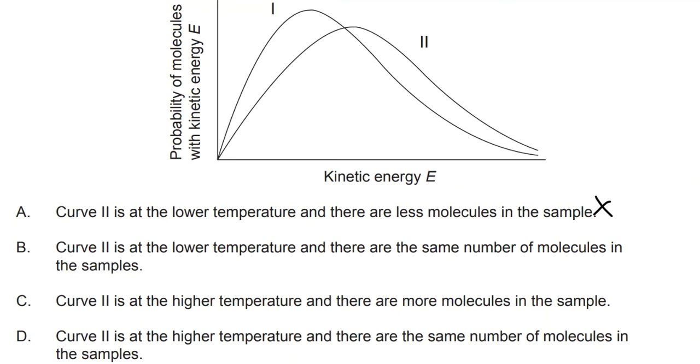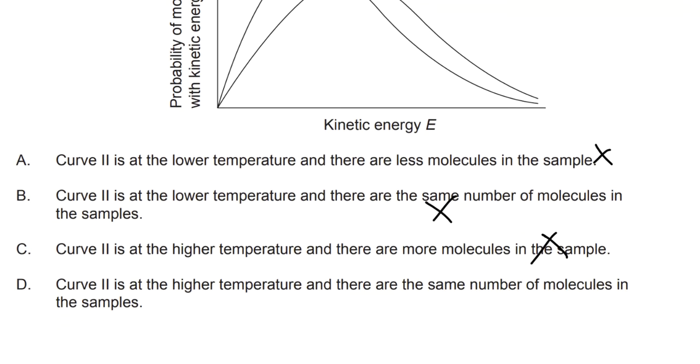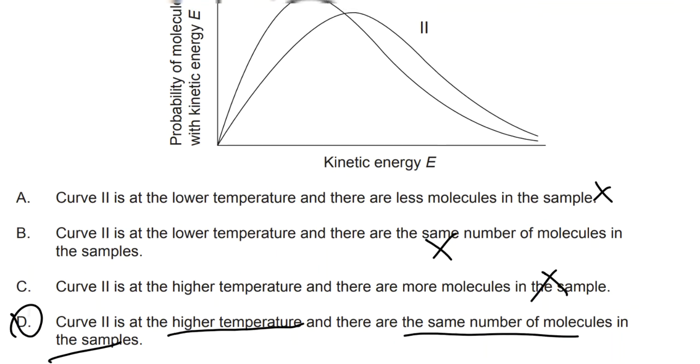Curve 2 is at a lower temperature. Nope, again. Curve 2 is a higher temperature and there are more molecules in the sample. Not necessarily. Because the area is the same, that means the number of molecules is the same. Curve 2 is at high temperature, there are the same number of molecules. That's correct, so it's option D for this question.